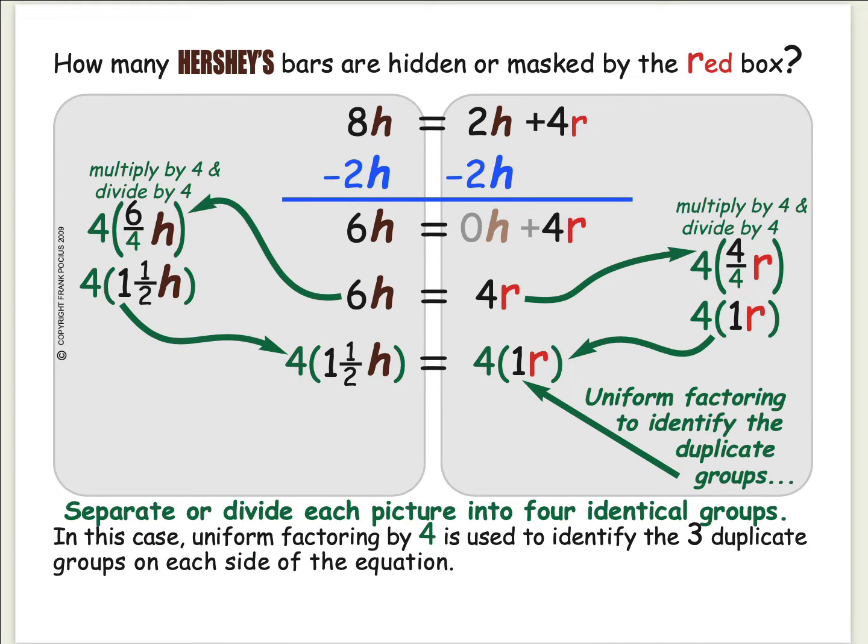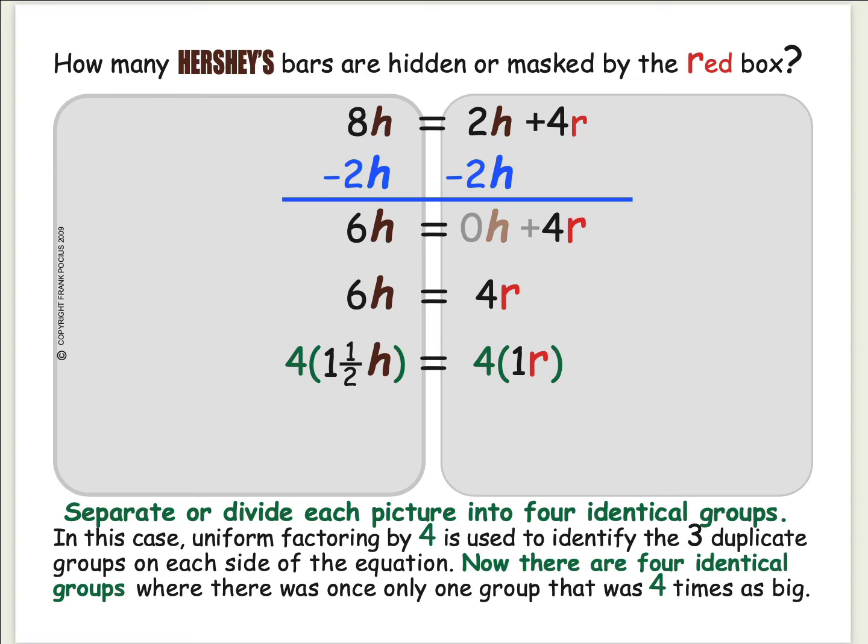Separate or divide each picture into 4 identical groups. In this case, uniform factoring by 4 is used to identify the 3 duplicate groups on each side of the equation. Now there are 4 identical groups where there was once only one group that was 4 times as big.